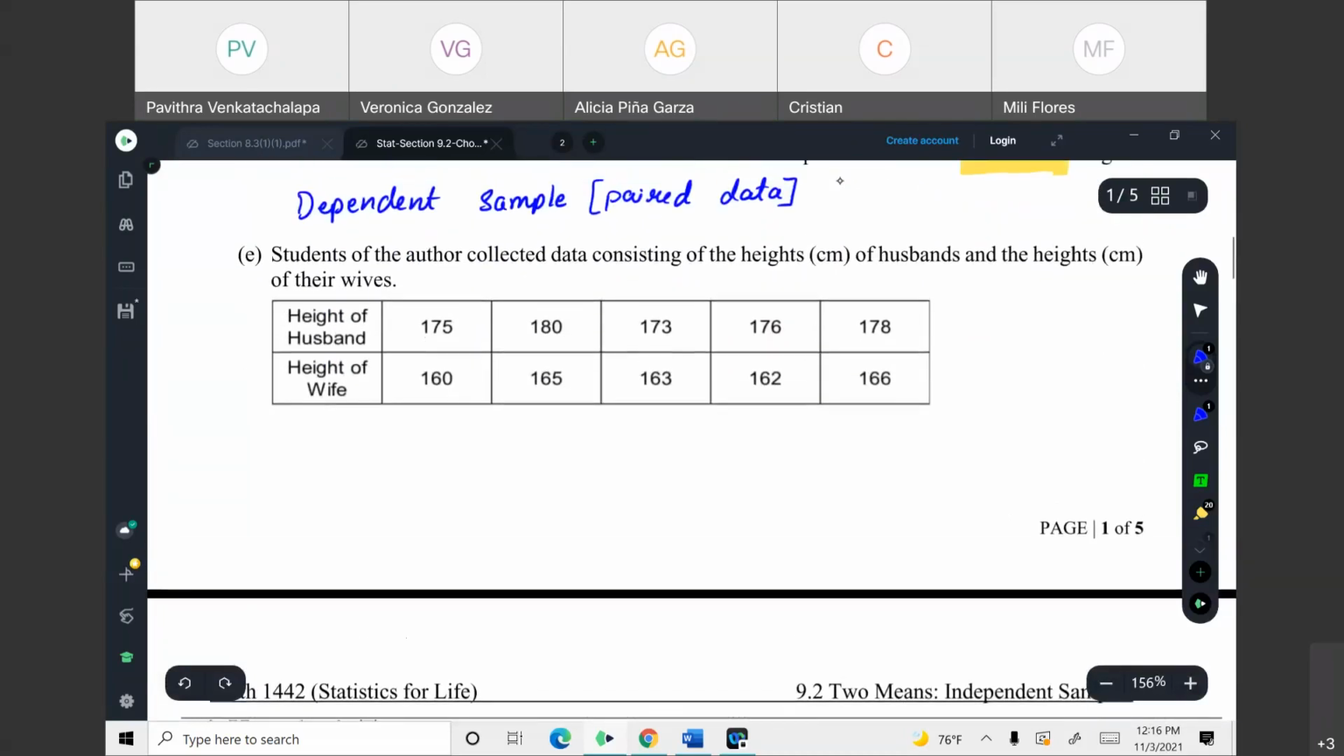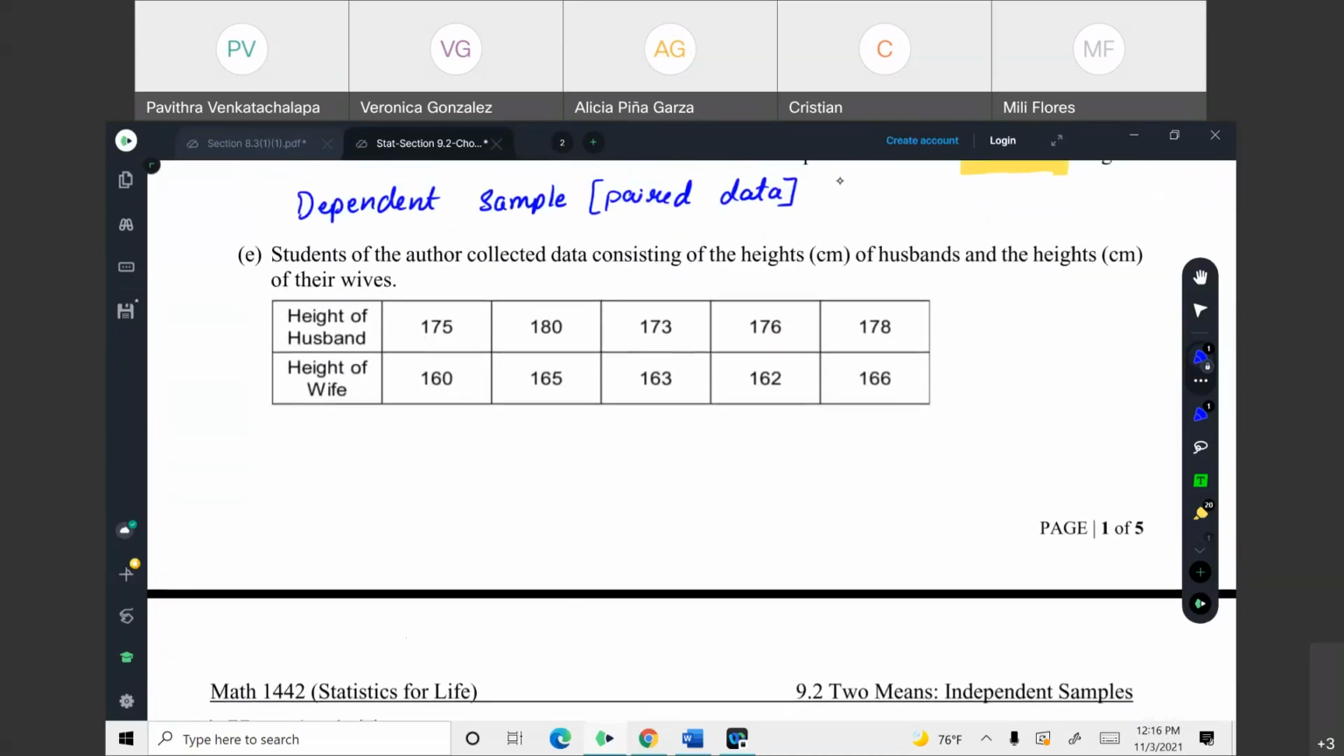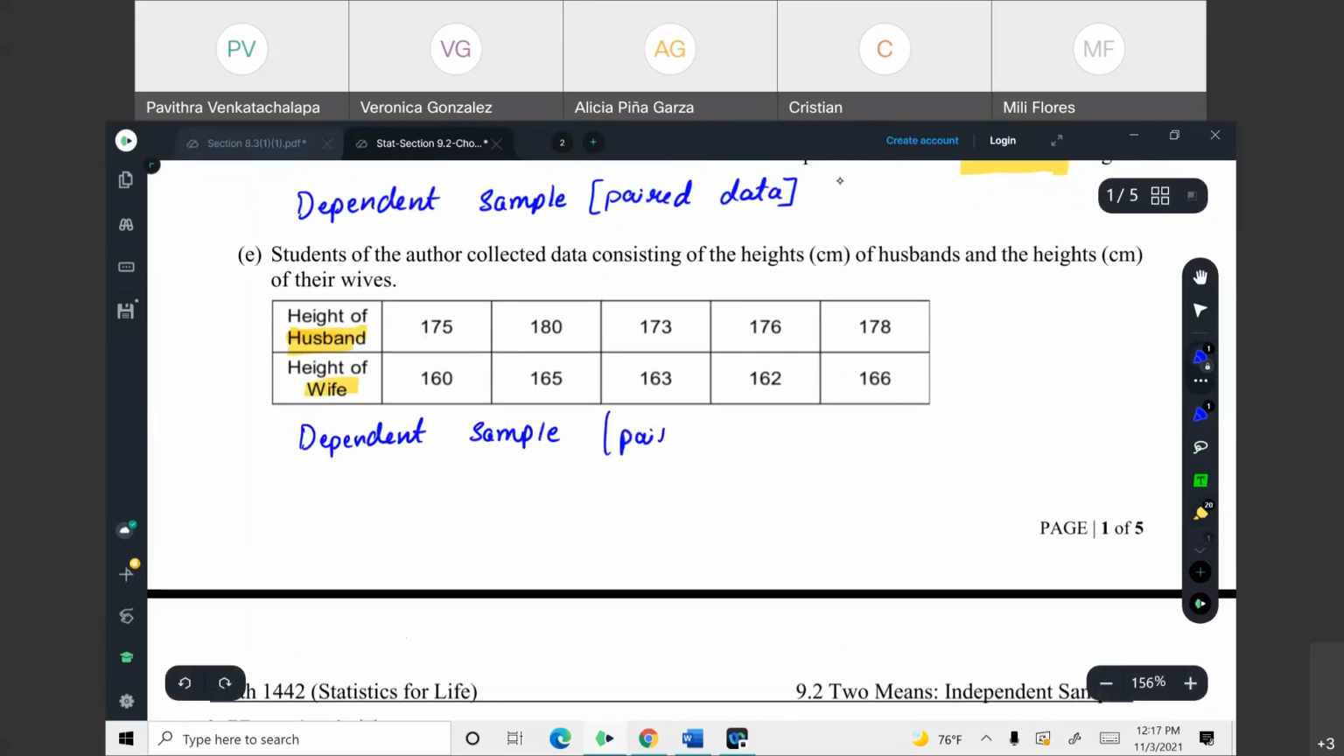Okay, what about this? You don't even have to check the values. When it says husband and wife, that's a paired value. So it is definitely a dependent sample. Paired data.